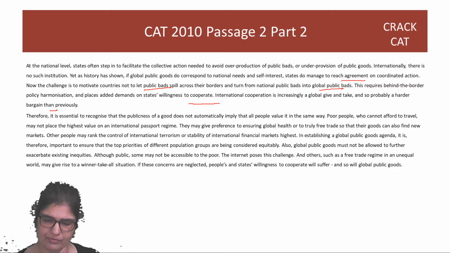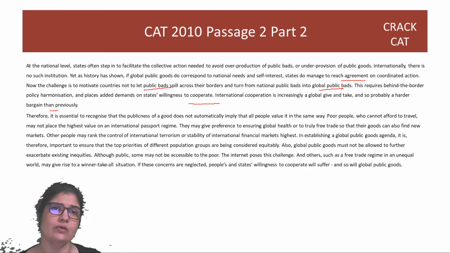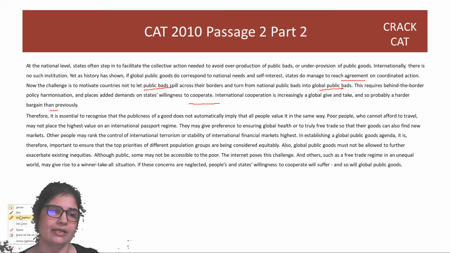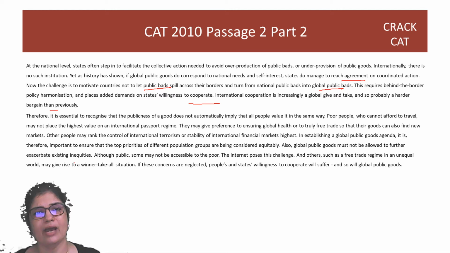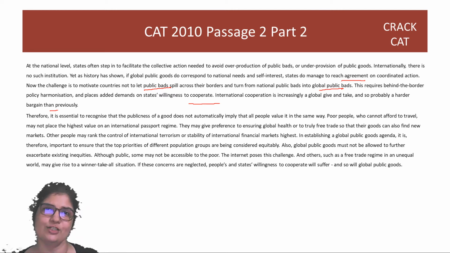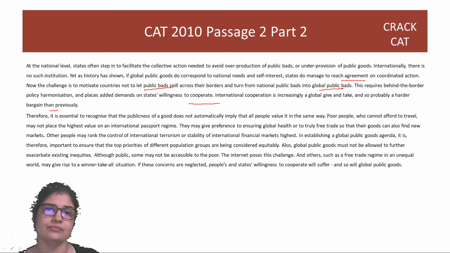So here we spoke about global public goods, and now we are talking about how national and global differ, and what the problem is. Okay, nationally things still work out, but globally there is no institution, and you have to drive a bargain to ensure that a national public bad like terrorism does not become a global public bad, right?